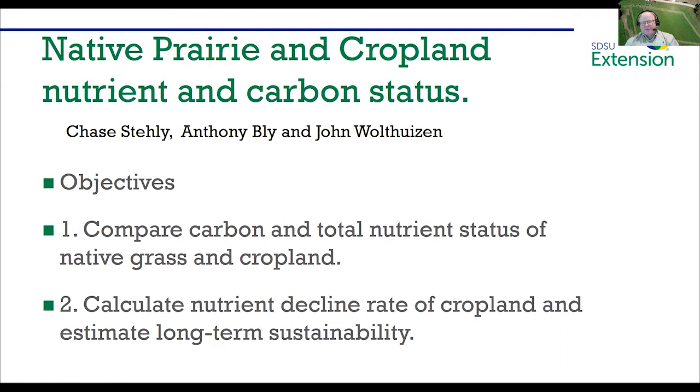Our objectives were to compare the carbon and total nutrient status of native grass and cropland in a side-by-side comparison, because they had some native grass on their farm that's never been touched with any iron. And then we wanted to calculate the nutrient decline rate of the cropland based upon what we found in the native grass, and estimate the long-term sustainability.